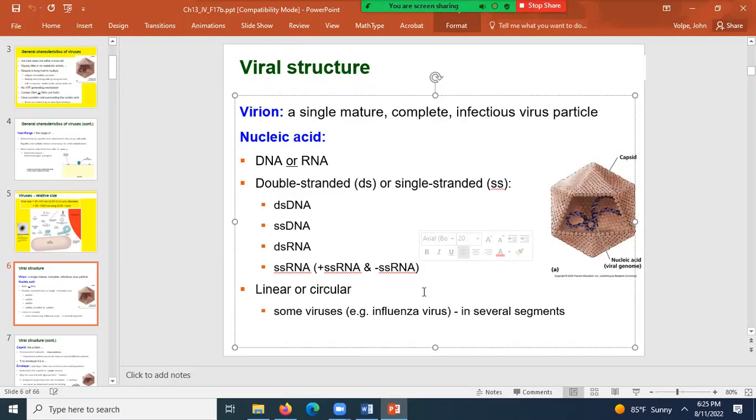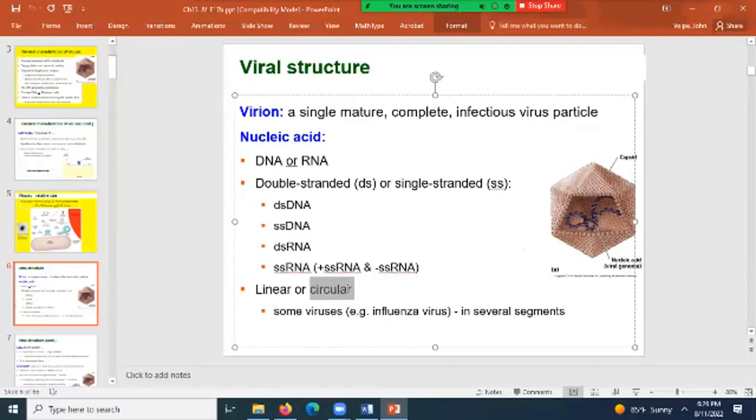For the nucleic acid, we can have linear genomes of a viral genome, which is normal. Our genomes are linear, which is normal for eukaryotes. And then viruses can have a circular genome, which is similar to prokaryote genomes. They're circular. A circular genome, remember, is in a circle, and it will begin where it will end. Any question about any of that?